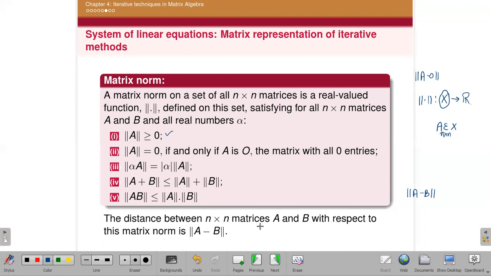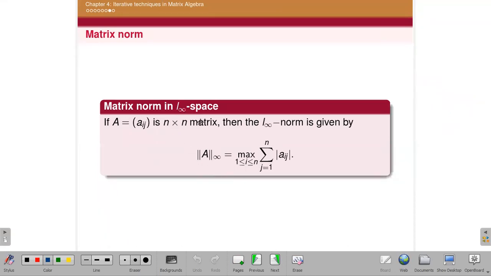So here also we will define 2 norms, L2 norm and L infinity norm. First we will define L infinity norm, matrix norm in L infinity space. So if A is a matrix here, then L infinity norm is given by norm of A infinity, maximum of summation of |Aij|. So what it is? It is maximum of |Ai1|, |Ai2|, |Ai3|, and so on up to |Ain|.